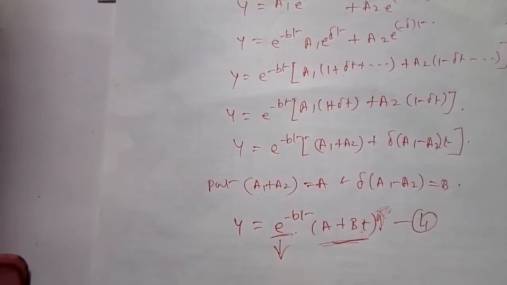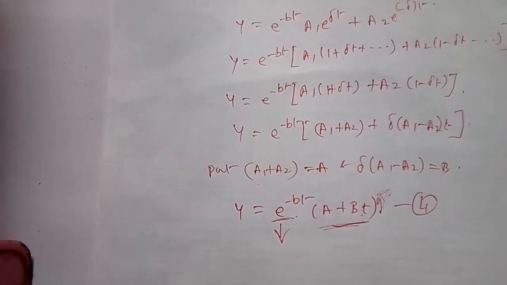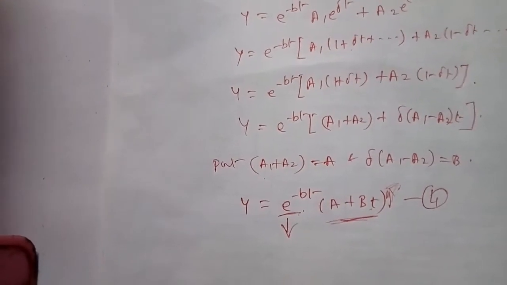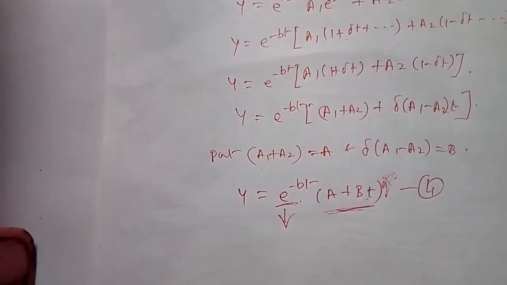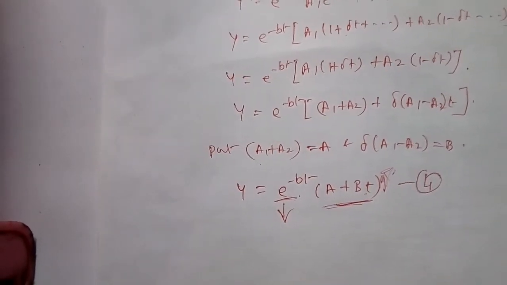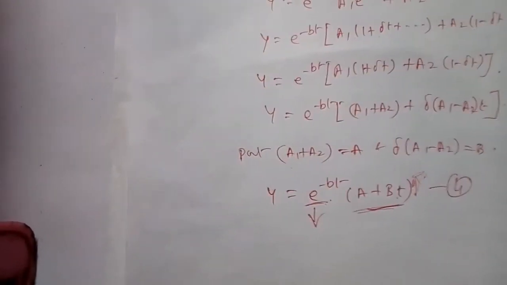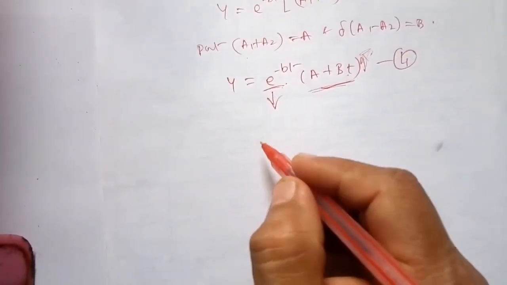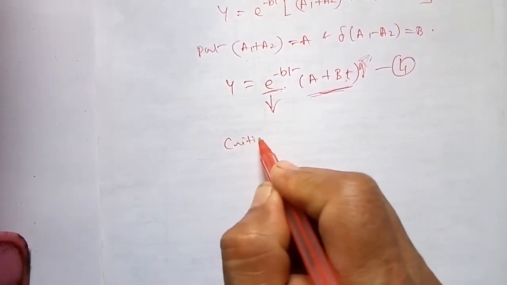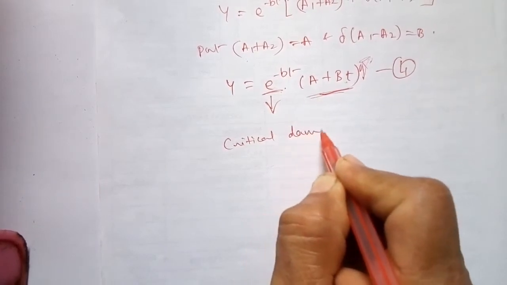It is clear that in this case the exponent is e to the power minus bt, while in the first case it is more than minus bt. Hence in this case the particle returns to the equilibrium position more rapidly. So such damping is known as critical damping.